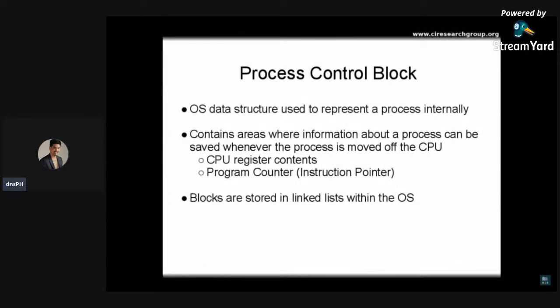Now, in order to store process state information, the operating system must maintain data structures about each process. These structures are called process control blocks, or PCBs. PCBs contain fields where information about a process can be saved whenever a process is moved off the CPU. Once again, this information includes the contents of CPU registers and current program counter value. The operating system stores process control blocks in linked list structures within kernel memory space.